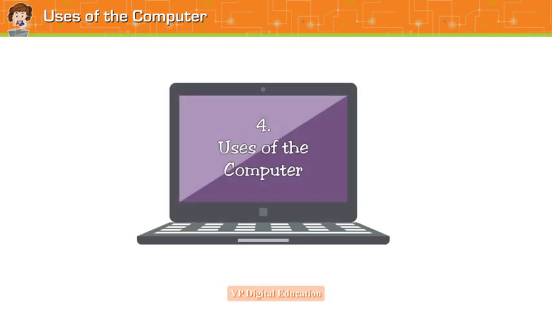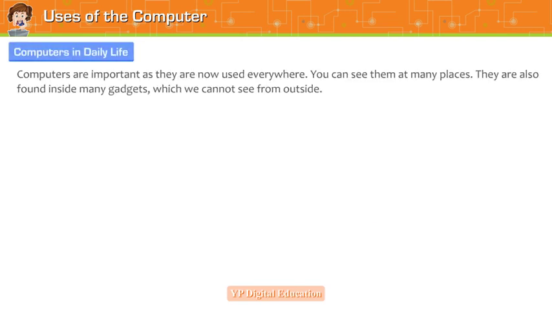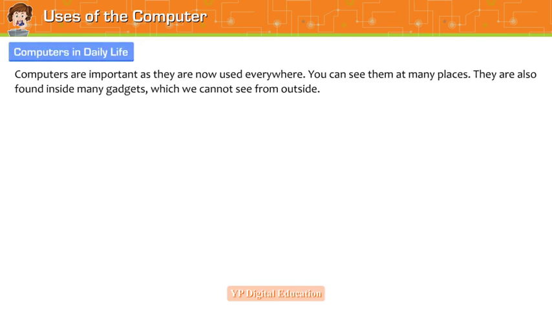Chapter 4. Uses of the computer. Computers in daily life. Computers are important as they are now used everywhere. You can see them at many places. They are also found inside many gadgets, which we cannot see from outside.